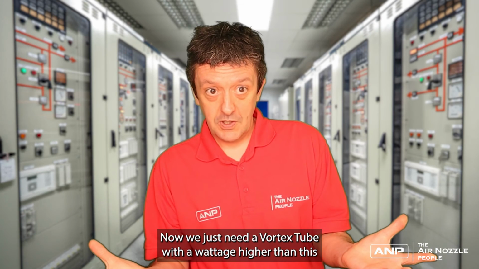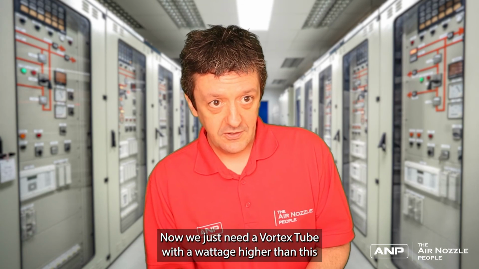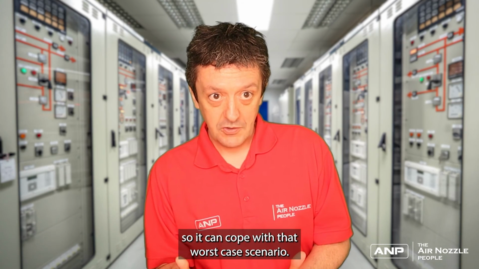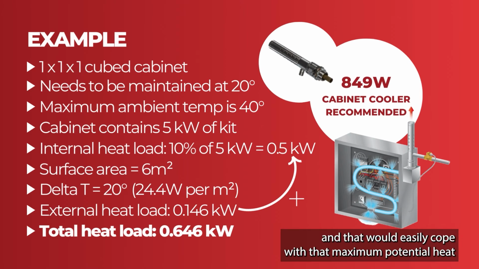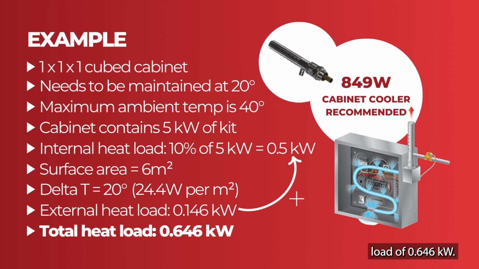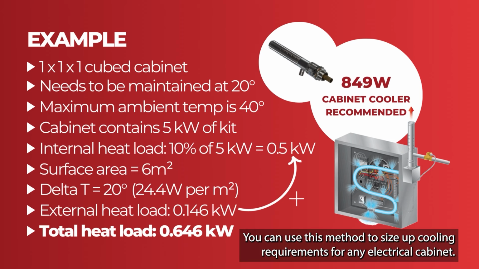And now we just need a Vortex tube with a wattage higher than this, so it can cope with that worst case scenario. So in this case, we'd suggest an 849 watt cabinet cooler, and that would easily cope with that maximum potential heat load of 0.646 kilowatts. You can use this method to size up cooling requirements for any electrical cabinet.